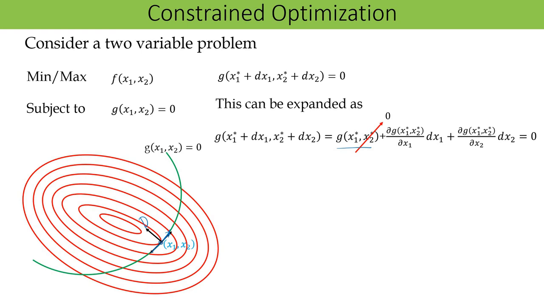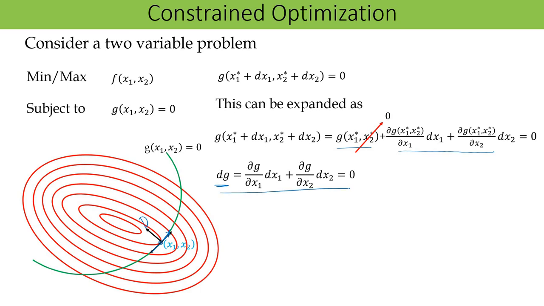So therefore this is equal to 0, and if I put that this is equal to 0, then what I'm getting is nothing but the total derivative of function z at x1 star, x2 star. So I can write that dz is equal to del g by del x1 dx1 plus del g by del x2 dx2. So this must be equal to 0.